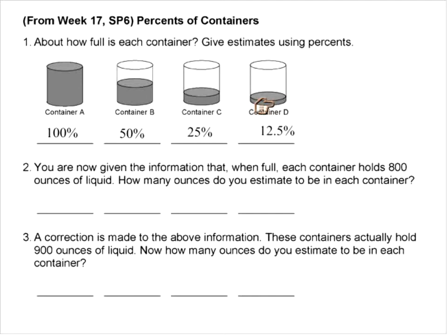Here on number 2, you are still using the containers, and we're going to operate under the assumption that these are the percentages full that they are. Now we're going to say that the container, when it's full, holds 800 ounces of liquid. If that's the case, then container A would hold 800 ounces. Container B would hold 50% of that, or half of that, which would be 400. And then what would container C hold?